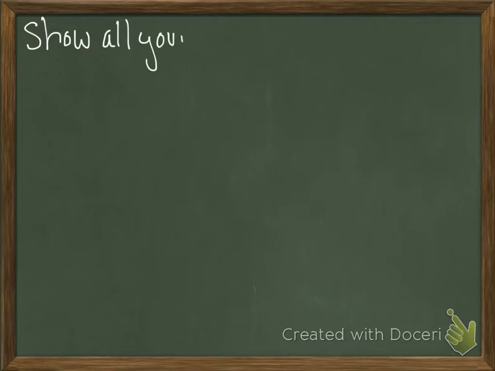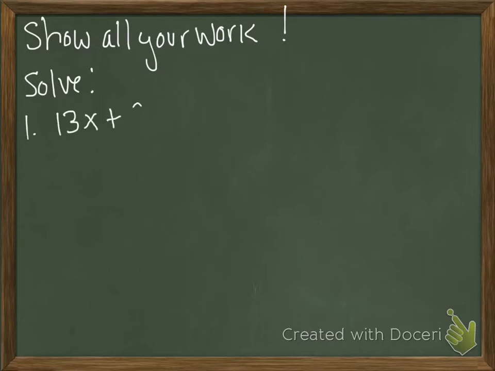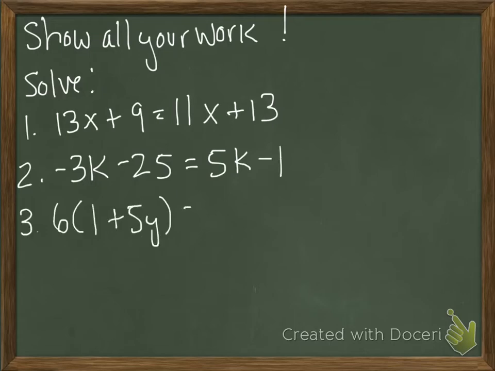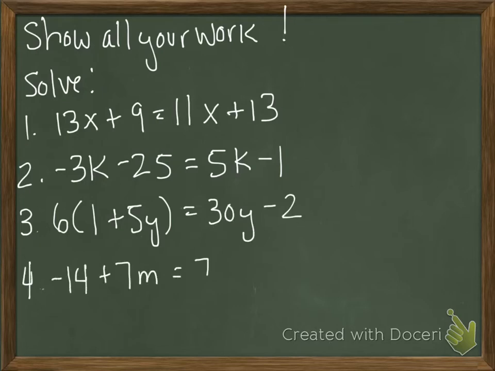Now you guys need to try these problems and show all your work. It's really important. I keep stressing that, and unfortunately many of you missed points on your test because of it. So we have 13x plus 9 equals 11x plus 13. Negative 3k minus 25 equals 5k minus 1. 6 times the quantity 1 plus 5y equals 30y minus 2. And negative 14 plus 7m equals 7 times m minus 2.